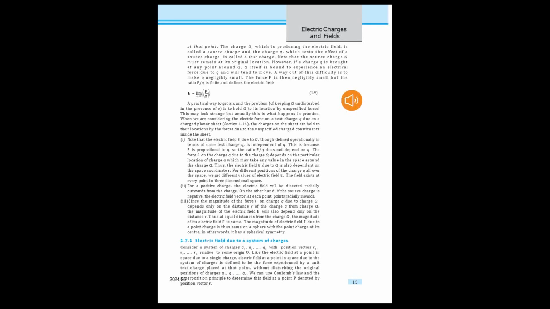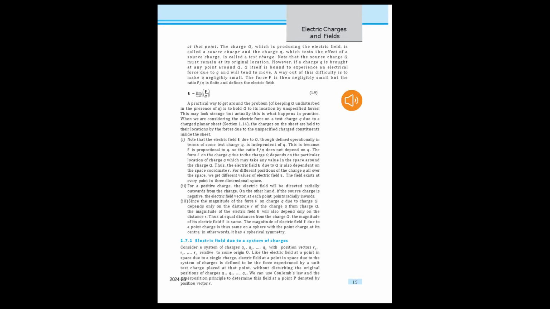A practical way to get around the problem of keeping Q undisturbed in the presence of q is to hold Q to its location by unspecified forces. This may look strange, but actually this is what happens in practice. When we are considering the electric force on a test charge q due to a charged planar sheet, the charges on the sheet are held to their locations by the forces due to the unspecified charged constituents inside the sheet.